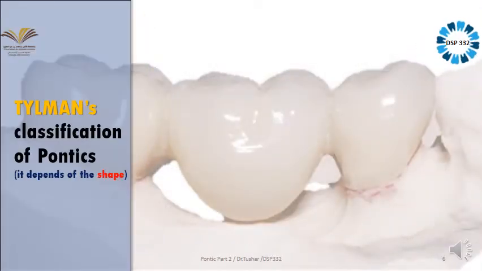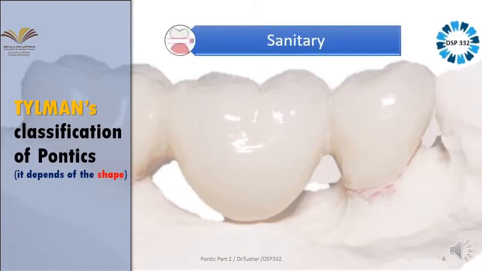Now coming to the next classification, which is given by Rosenstiel. This classification depends on the shape of the pontic. Basically he has classified it into 4 to 5 different categories. First is your sanitary pontic. Now as you can see in that picture, there is a space in between your ridge and your pontic.